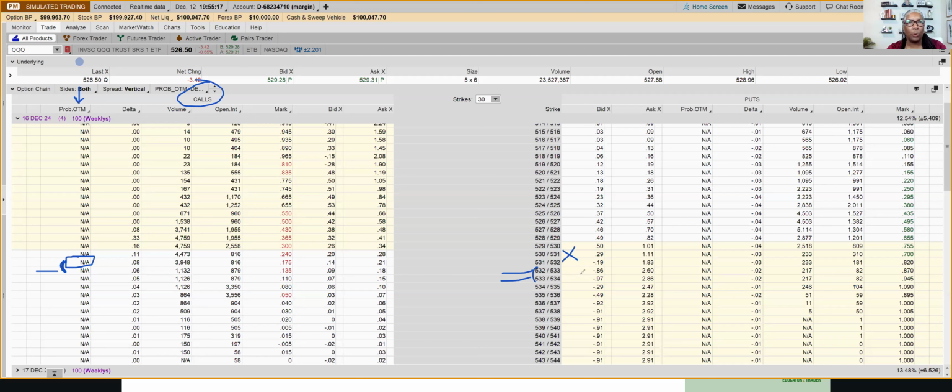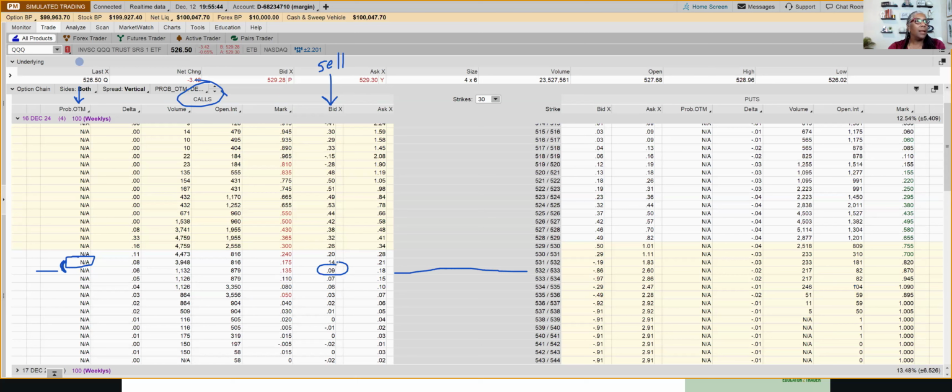That's not the one we want. We want the one that's on the call side. We don't want the one on the put side because we're not doing puts right now. We're selling calls. We're doing a call credit spread. So we want to be on the call side and we're looking at the bid column, because the bid column is for sellers. 532, 532, 533.